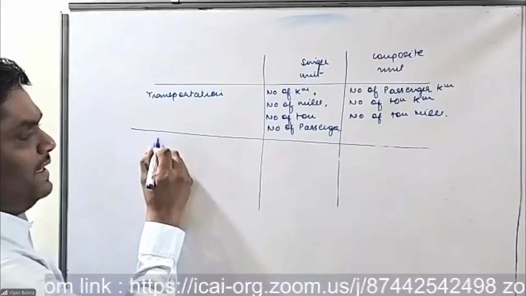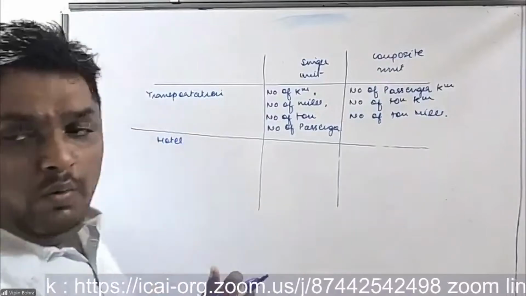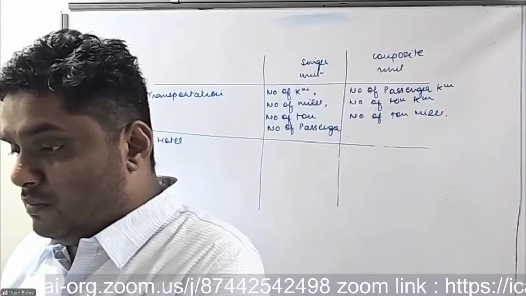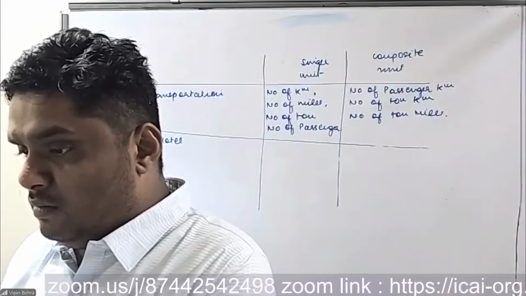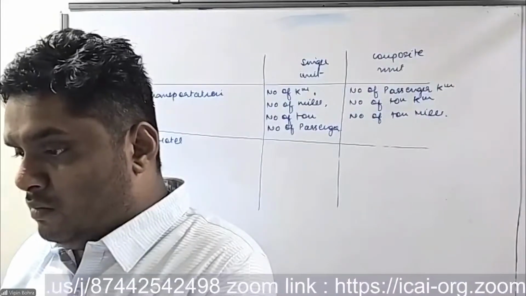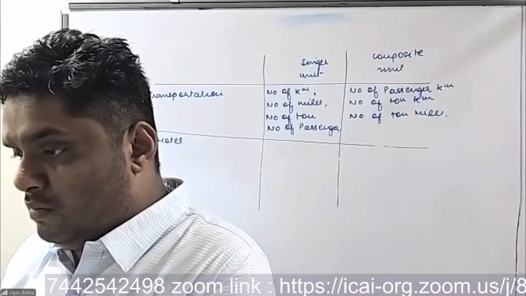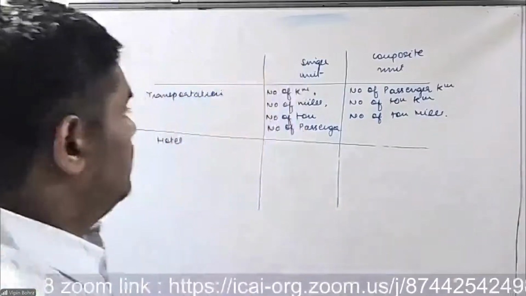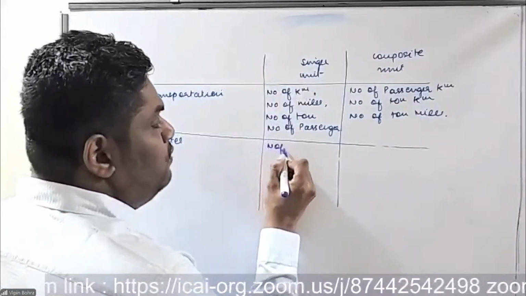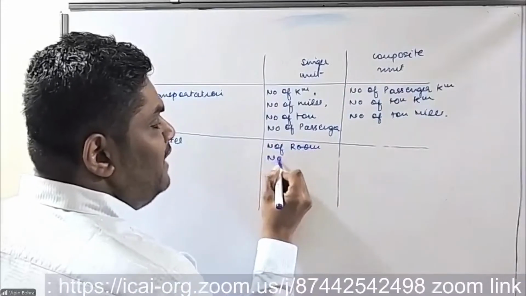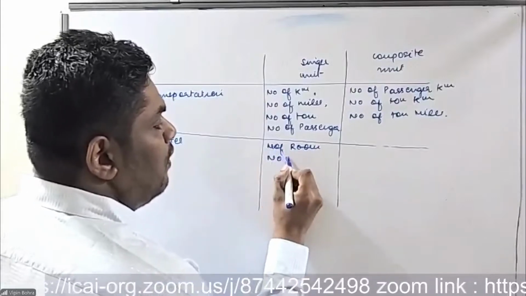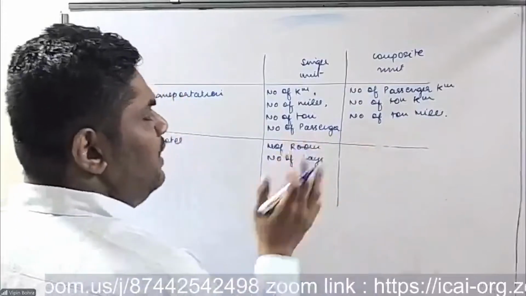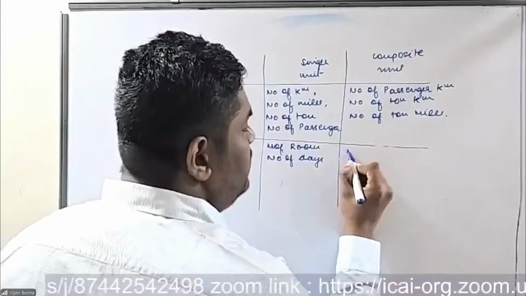Further, when talking about the hotel industry, it can be the number of rooms or number of days, or number of guests can also be there, but let's write number of rooms or number of days. When talking about a composite unit, it can be number of room days.